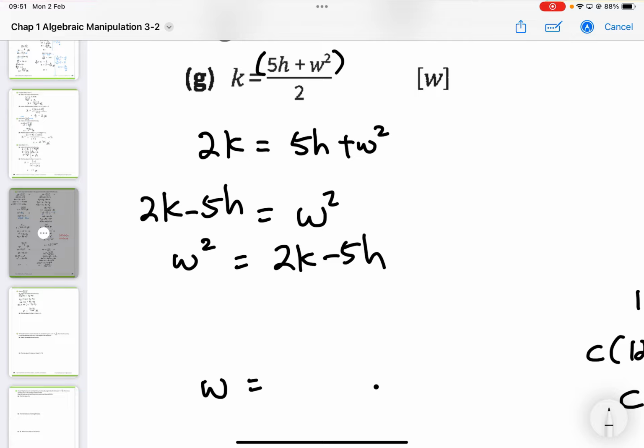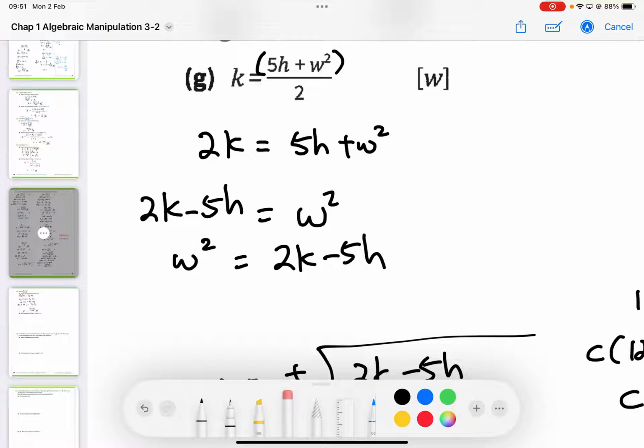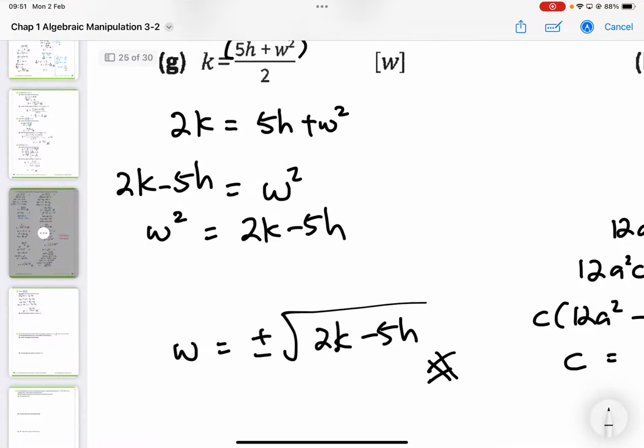Then I want W, I don't want W square. I want to square root to neutralize the square. Then when I square root, I must remember to add the plus minus. Like that only.